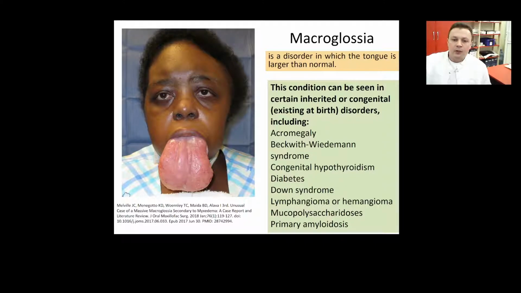Macroglossia is a disorder in which the tongue is much larger than normal. Macroglossia is most often caused by an increase in the amount of tissue on the tongue rather than by a growth, such as a tumor. This condition can be seen in certain inherited or congenital disorders including acromegaly, Beckwith-Wiedemann syndrome, congenital hypothyroidism, diabetes mellitus, Down syndrome, lymphangioma, hemangioma, mucopolysaccharidosis, and primary amyloidosis, which is much more rare.